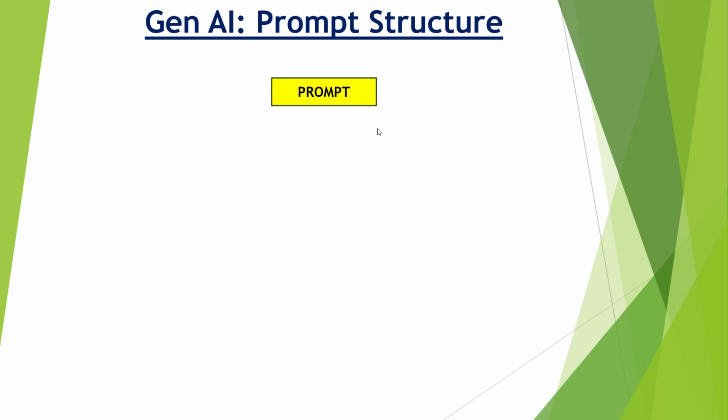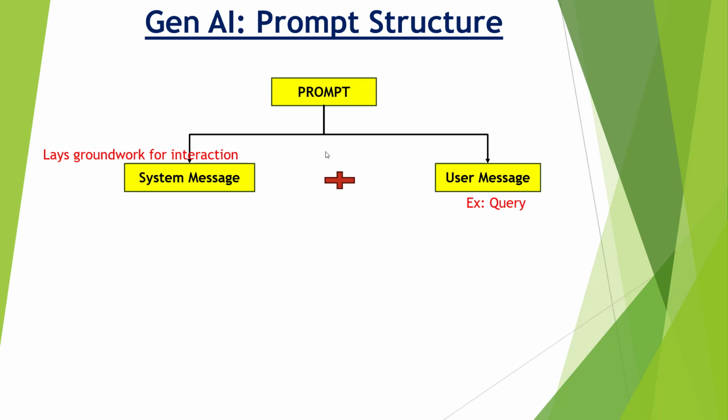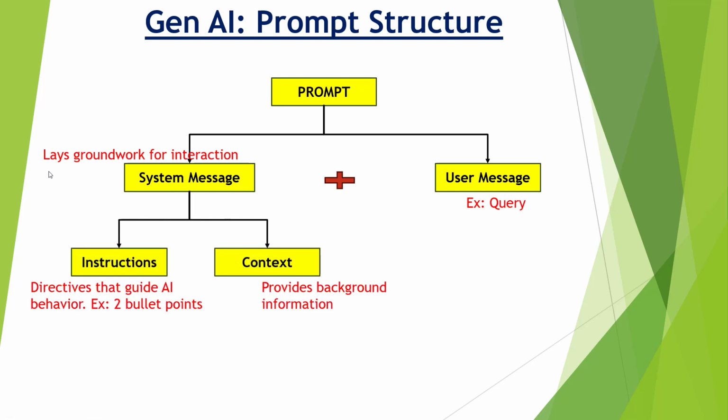Broadly speaking, a prompt can be categorized into two main components. One is the system message, the other one is the user message. User message is nothing but asking a query or typing a command, things like that. System message actually lays the groundwork for interaction. This system message can be further categorized into two components: one is instructions, the other one is context.